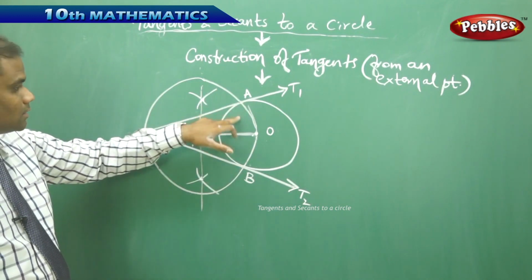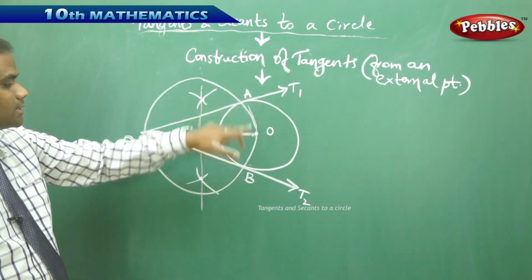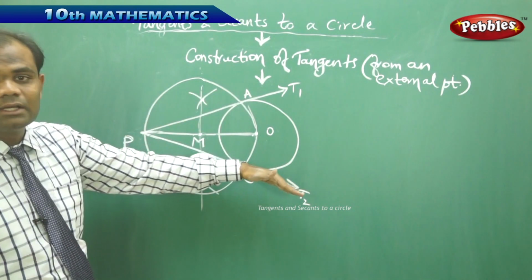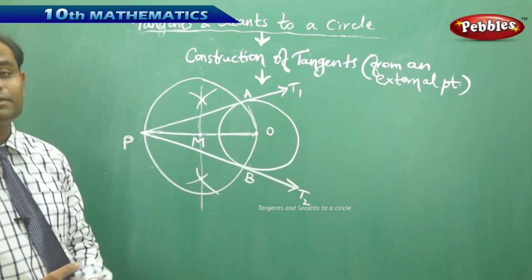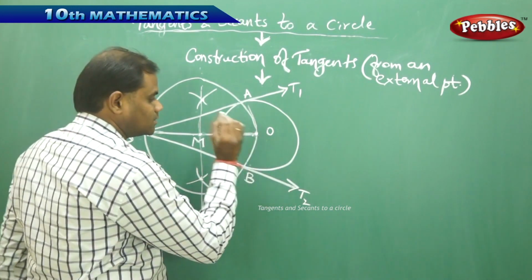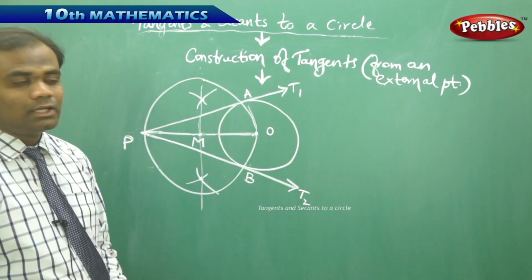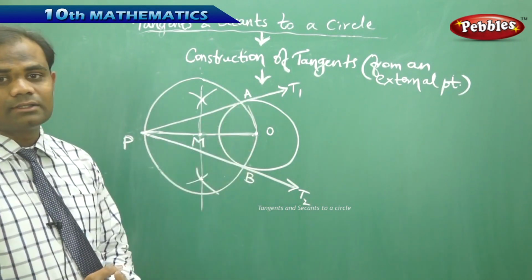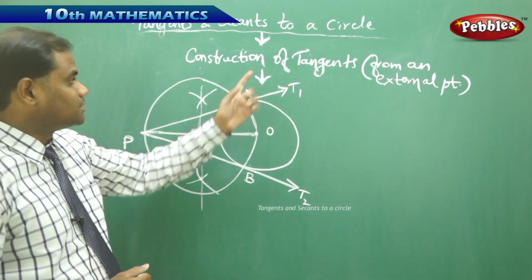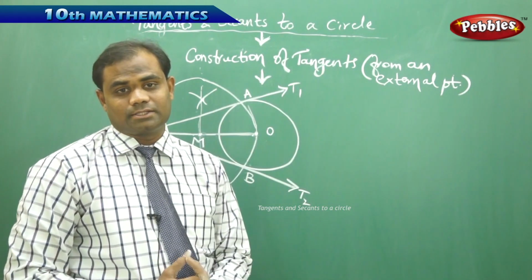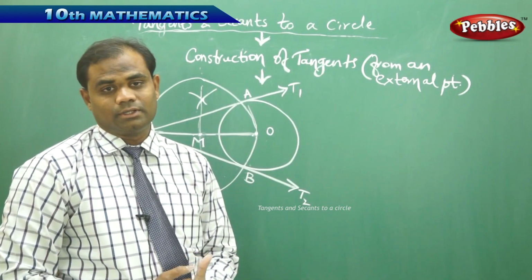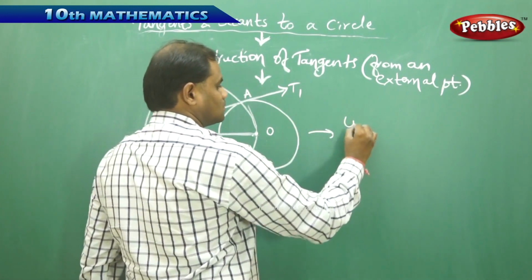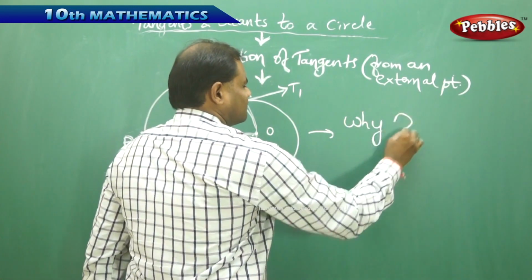Now the points where the circle cuts are located as A and B, and then joining P with A and P with B, PA and PB are nothing but the required tangents for the circle with center O. So once I get the tangents PA and PB, they are exactly the two tangents which can be constructed from an external point. But the biggest question here is: why?